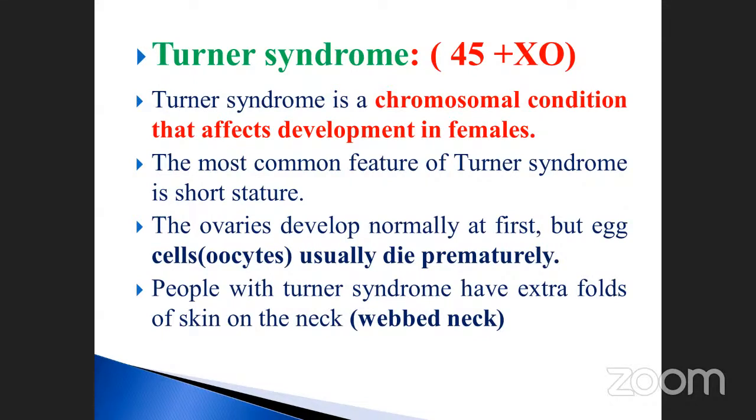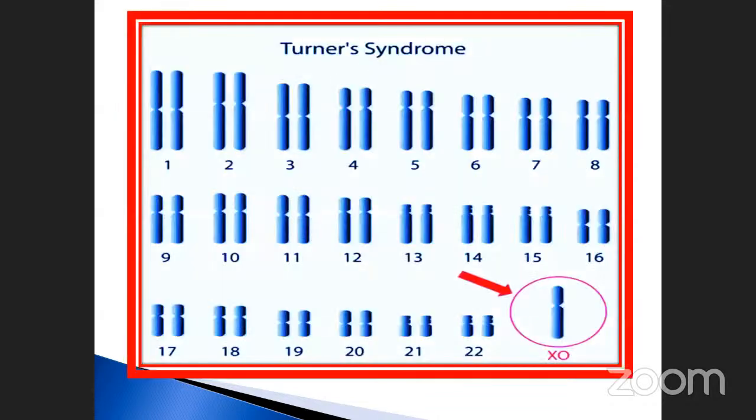People with Turner syndrome have an extra fold of skin on the neck. That is called a webbed neck. Don't forget, my dears. What will be the symptom of the physical aspect? The phenotypic aspect, you have to note it down. The person who suffers from Turner syndrome has webbed skin, this extra fold. See that? You can see the diagram.